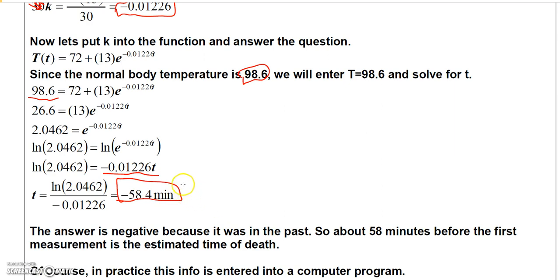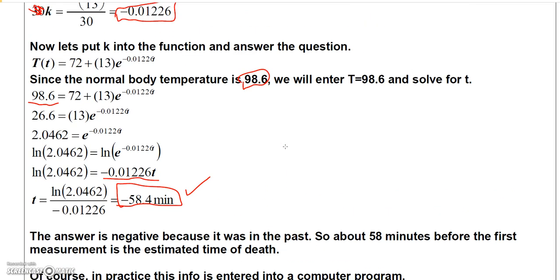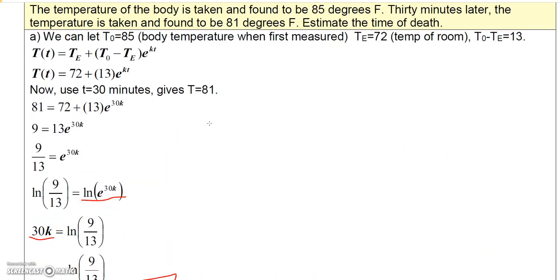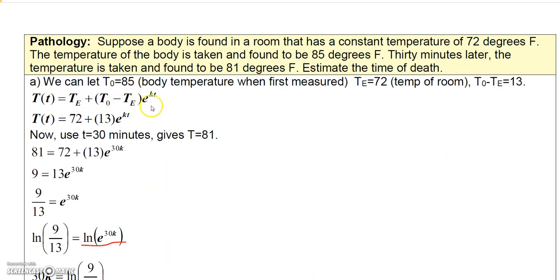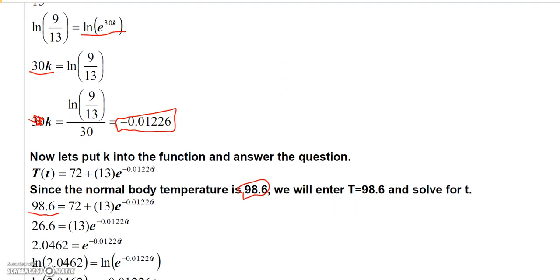And this, of course, in practice is not exact, obviously, but it does give a pretty accurate window for the time of death in most cases. And in practice, this information is entered into a computer program, but obviously somebody had to work with this cooling function in order to enter it into the program and to program the computer program to work correctly.